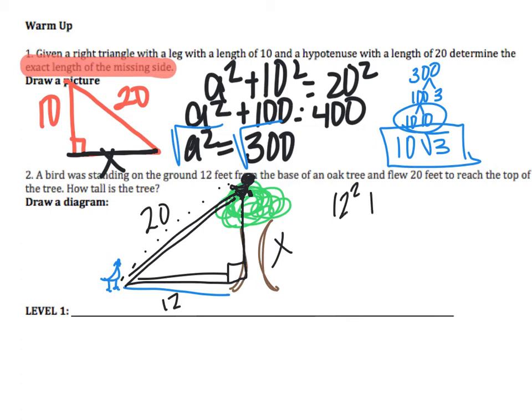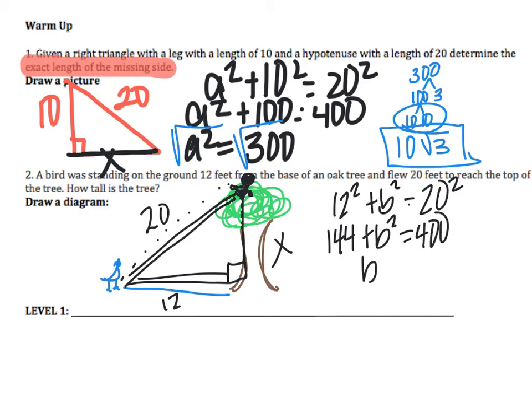So 12 squared plus b squared equals 20 squared. This is 144 plus b squared equals 400. And let's see, b squared is going to equal 256. I think that's right. And then we're going to square root 256. 400, let's just make sure, minus 144 is 256, and we're going to square root 256 here. And you're going to get 16. So the tree is 16 feet high.